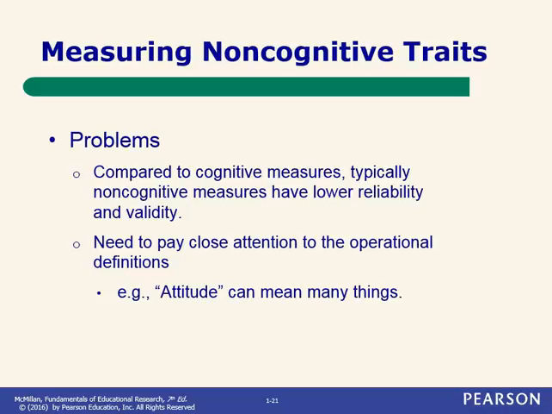McMillan talked about some problems with measuring non-cognitive traits. And one of the issues is that when compared to cognitive measures, we typically have lower reliability and validity. And that largely comes as a result of asking about people's attitudes, values, and opinions. And as McMillan notes, attitude can mean many different things.